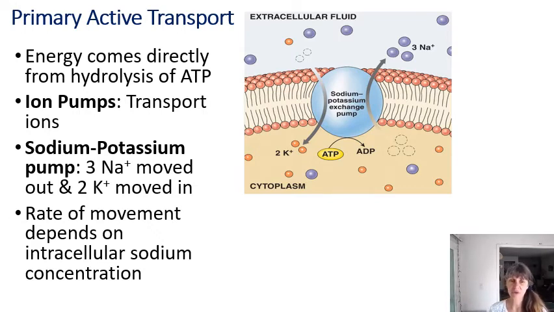and the rate of movement depends on the intracellular concentration. It is crucial to maintain a higher concentration of sodium externally and a higher concentration of potassium internally. This is important for nerve impulse conduction and muscle contraction. We'll see this in another example as we get into those body systems.